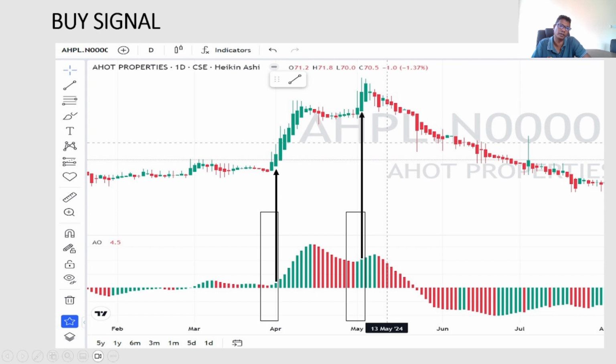Right. On the second one also, red bar, second red bar is shorter, and a green bar, and fourth. Now at the opening of this green bar, we can place our buying orders.